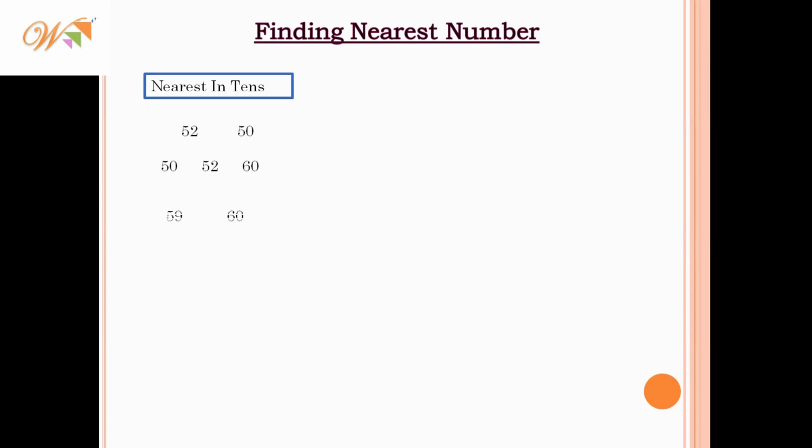Let's take one more example. 59. Now 59 is more near to 60. I'm taking the same number from the same series. 59 also lies between 50 and 60, but it is more near to 60. It's only one step away from 60. Correct. So the nearest number in tens for 59 will be 60.